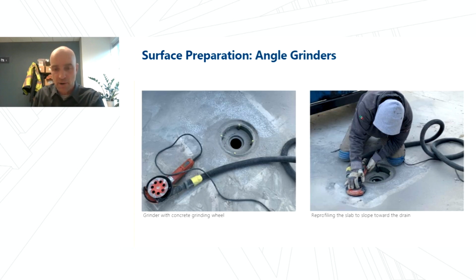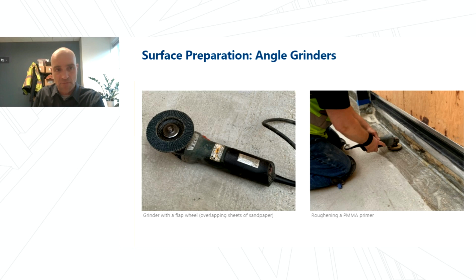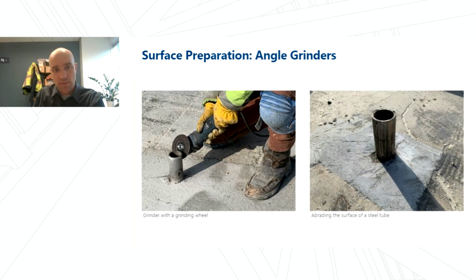Angle grinders are really versatile tools depending on what type of blade we're using. Here, the angle grinder is equipped with a grinding wheel, and they're reprofiling the surface of the concrete around the drain. A flap wheel is a series of sandpaper sheets on a disc. It's being used here to roughen an installed PMMA primer. And a grinding wheel can be used to remove rust from metal and to roughen the surface of the metal.